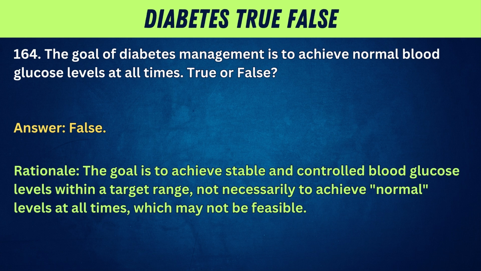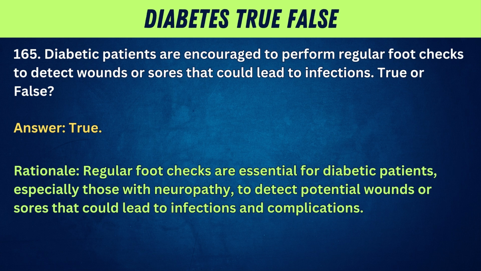Rationale: the goal is to achieve stable and controlled blood glucose levels within a target range, not necessarily to achieve normal levels at all times, which may not be feasible. 165. Diabetic patients are encouraged to perform regular foot checks to detect wounds or sores that could lead to infections. True or false? Answer: true.